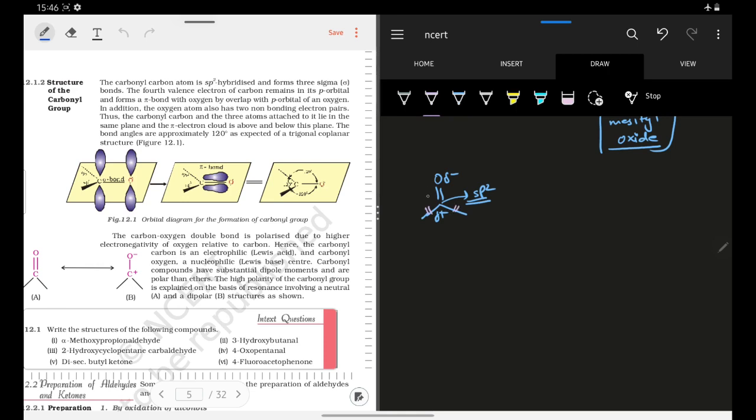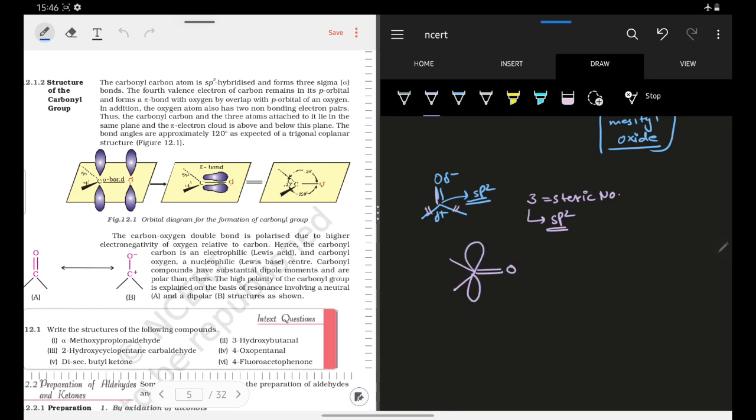1, 2, and this one is your third sigma bond. So if you have three sigma bonds, then 3 will be your steric number, and we know that for steric number 3, the hybridization is sp2. So if the hybridization is sp2, then one of the p orbitals will remain unhybridized. So how will the structure look? The structure would look something like this.